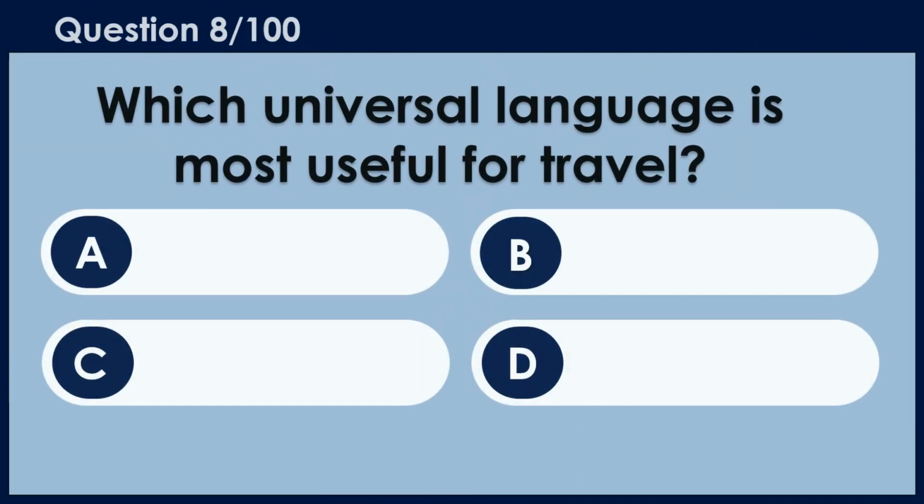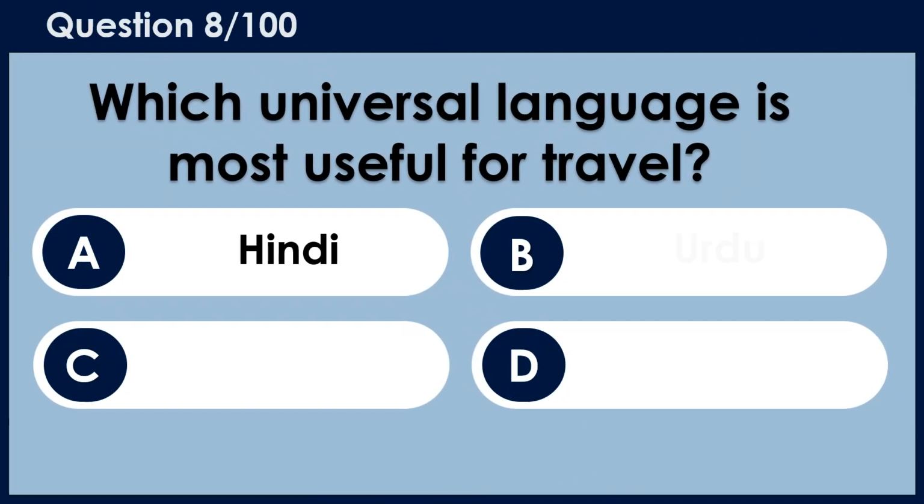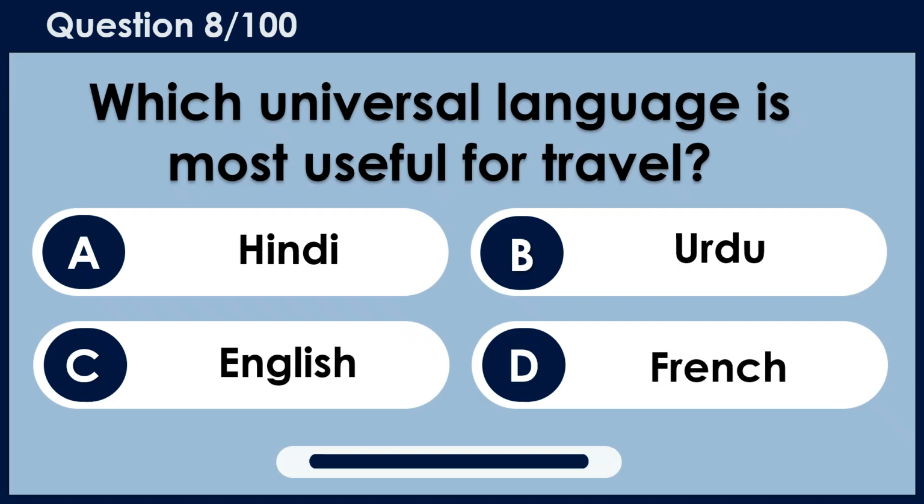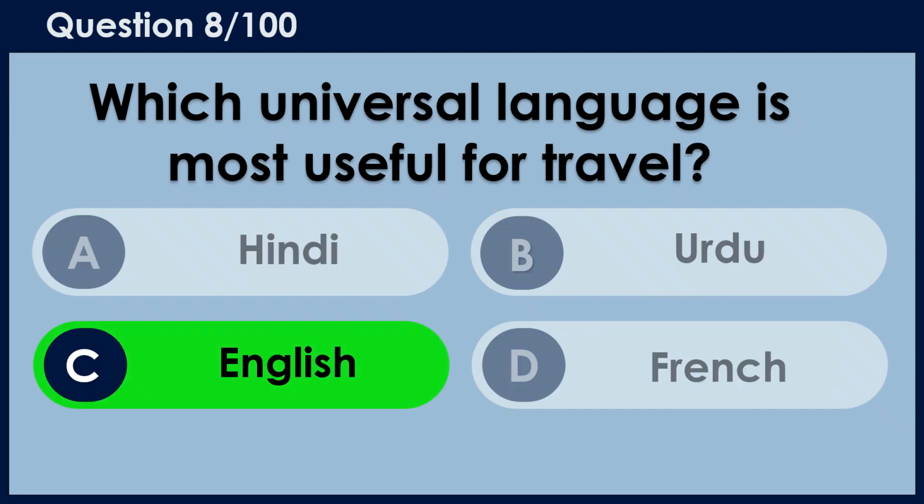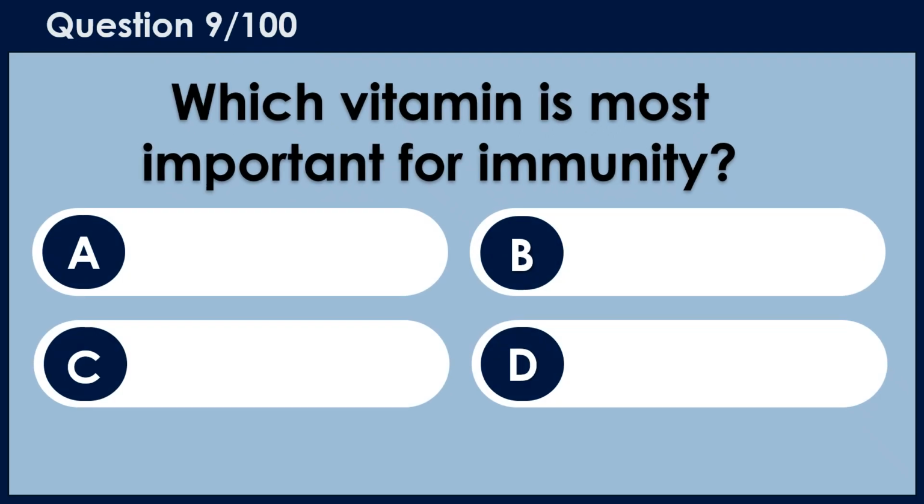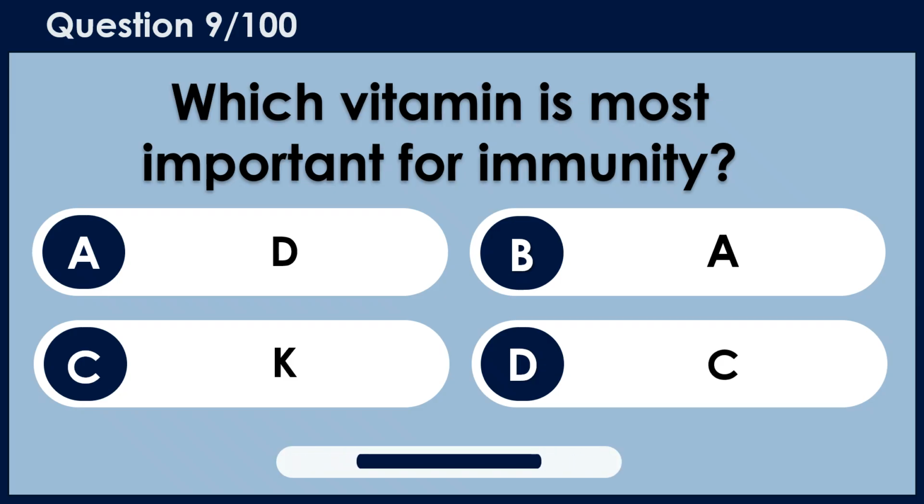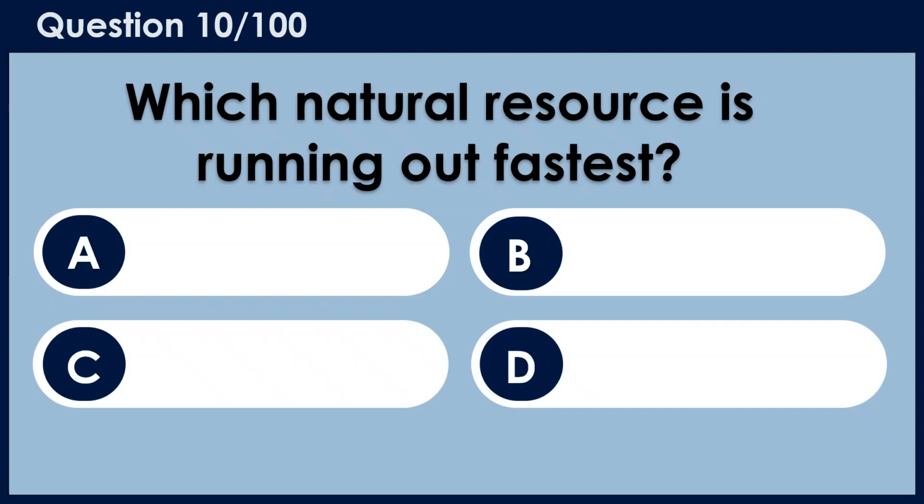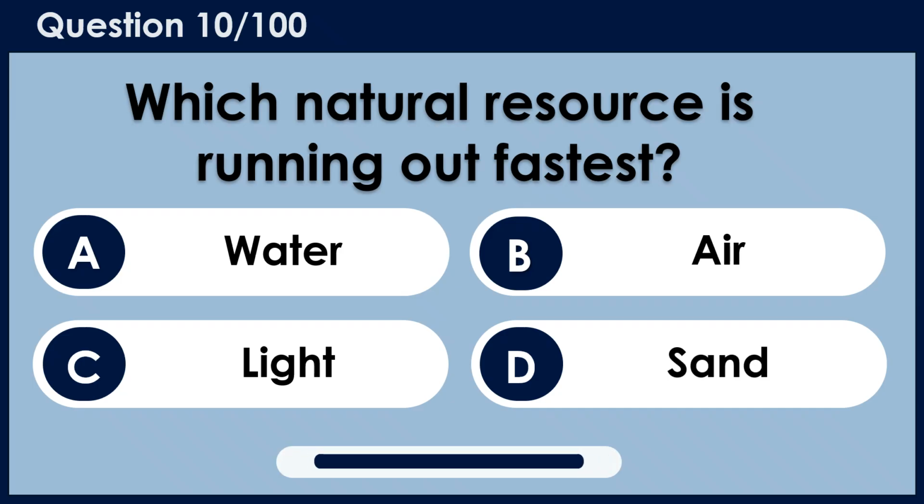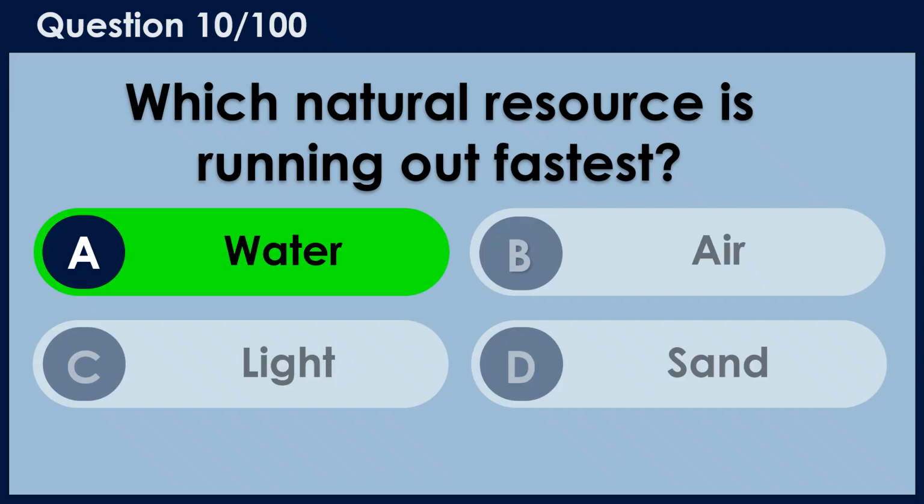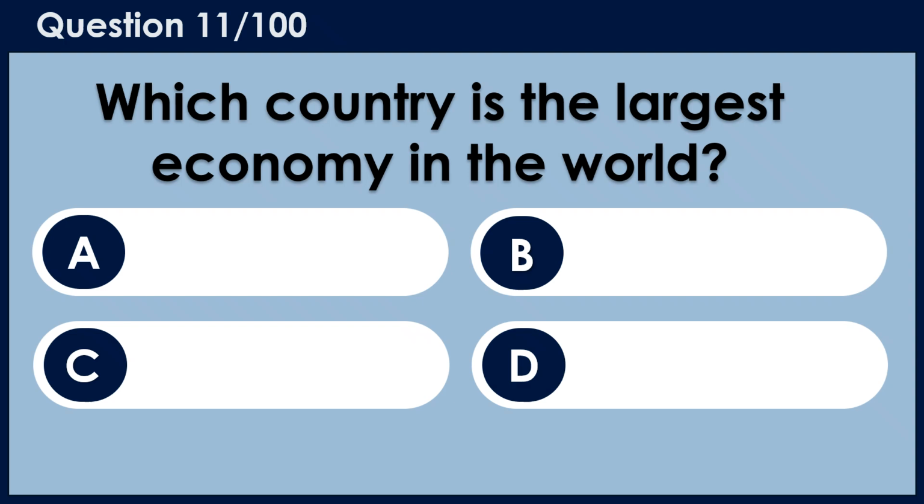Saudi Arabia. Which universal language is most useful for travel? English. Which vitamin is most important for immunity? Vitamin C. Which natural resource is running out fastest? Water. Which country is the largest economy in the world?